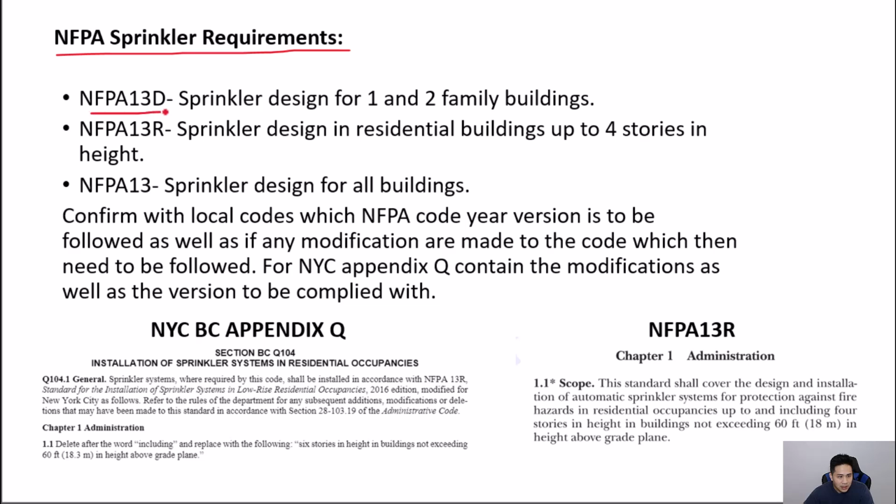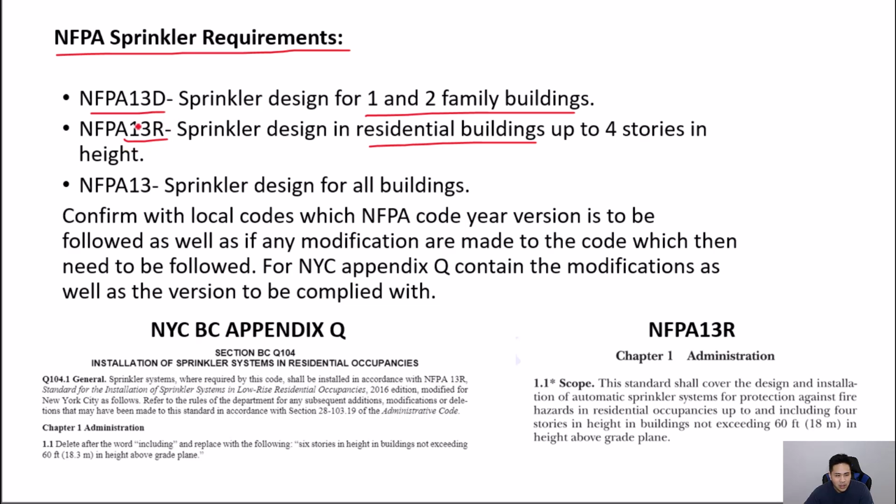For 13D, there are the sprinkler requirements for 1 and 2 family buildings only. All right, and for 13R, this extends to residential buildings up to 4 stories in height, and this means that it's everything other than 1 and 2 family buildings, as well as including 1 and 2 family buildings. So if you have a 3 family building, you would have to use 13R, and you can't use 13D. But if you had a 1 or 2 family building, you can use either 13D or 13R.